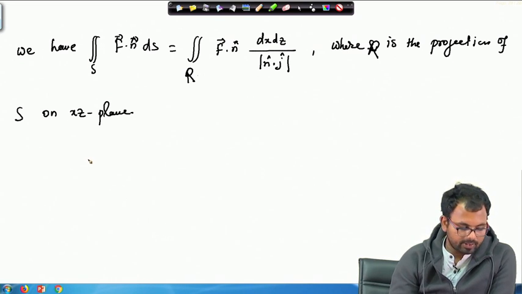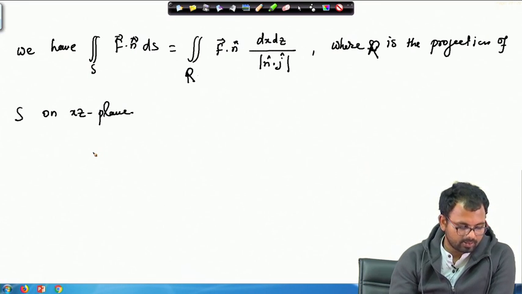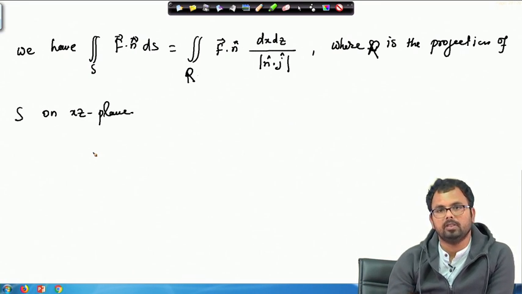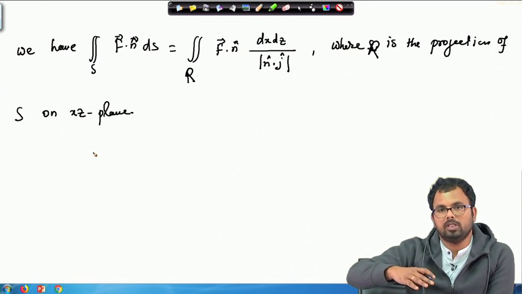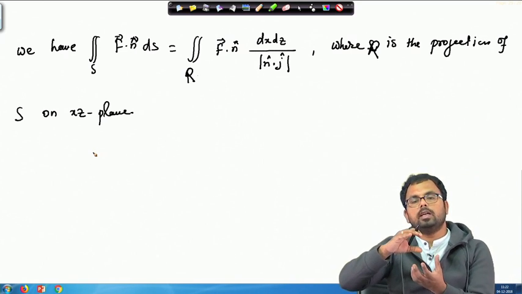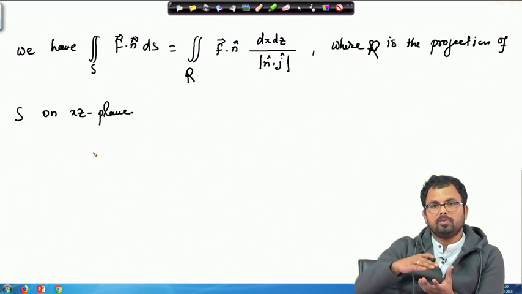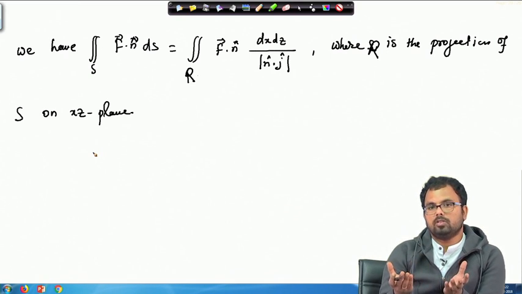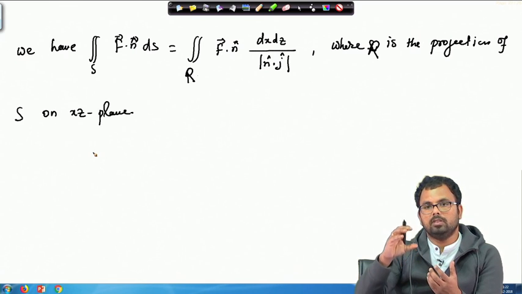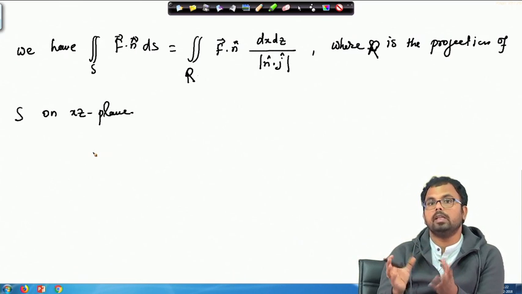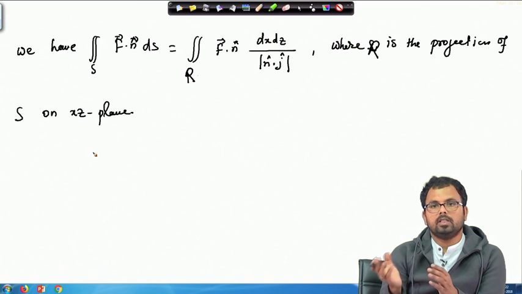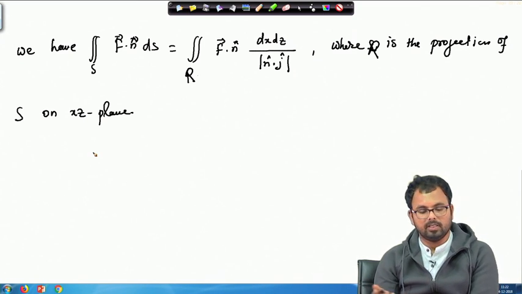And we cannot take the projection of S on the xy plane, as the surface S is perpendicular to the xy plane. So we simply cannot take the projection, since the cylinder is perpendicular to the xy plane. If we take the projection, then it will be just a circle. So we exclude that cylinder part here. That is why we take the projection either on the xz plane or the yz plane.